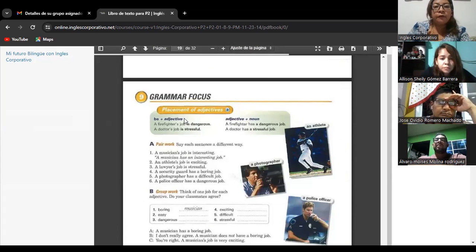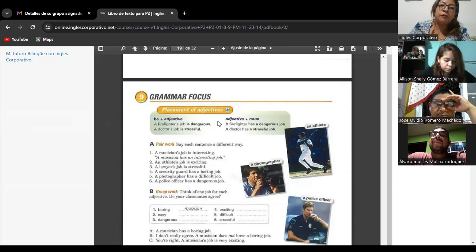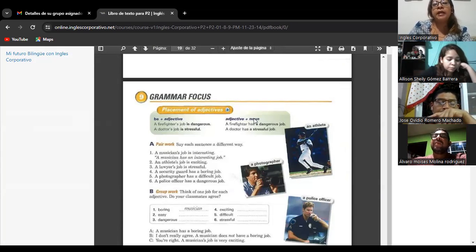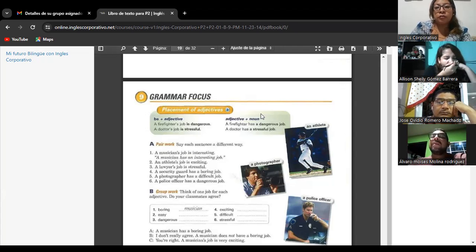Okay, we have two forms or two places to write an adjective, or two ways of using it. You can use an adjective with a verb to be, or you can use an adjective with a noun. Okay, como les decía, en el caso de los nouns o los subjects, el sujeto de la oración es como el más común, is the most common.